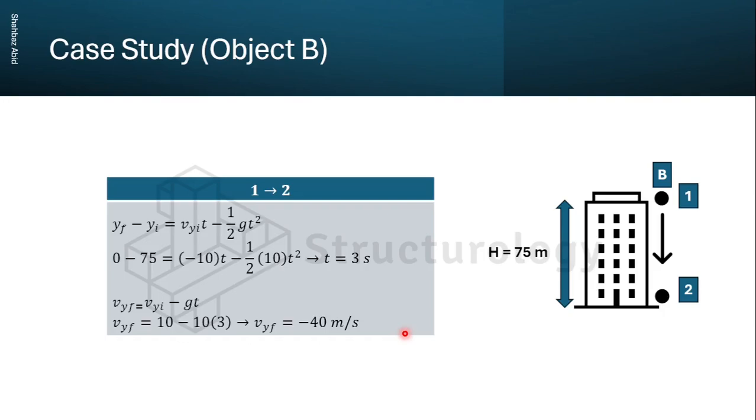Let's do a case study for object B. Object B started from 1 and was thrown vertically downward, so it has just 1 to 2 motion. Now we know the final position is equal to 0 and the initial position is 75. So 0 minus 75 equals, with the initial velocity now negative 10, and again the only unknown is the time. We get the time equal to 3 seconds. Now we can get the final velocity from this equation of motion, and it's equal to negative 40 meters per second.